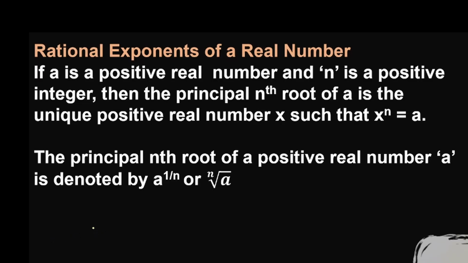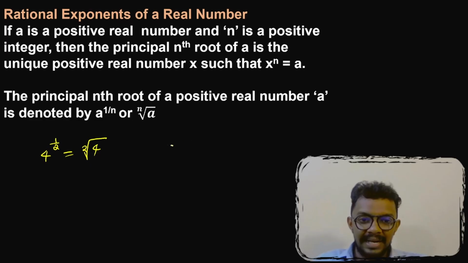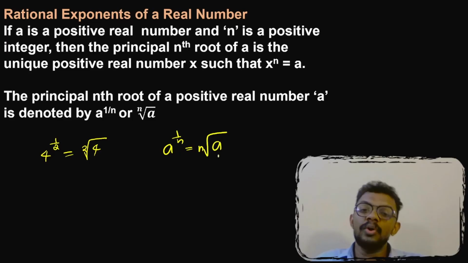Question: what is the meaning of 4 raised to 1 by 2? We already learned when the power is positive integral and negative integral. What happens if it is something like 1 by n type? How can I find the value of 4 raised to 1 by 2? Understand, 4 raised to 1 by 2 means square root of 4. Learn it, the equation: a raised to 1 by n is equal to the nth root of a.